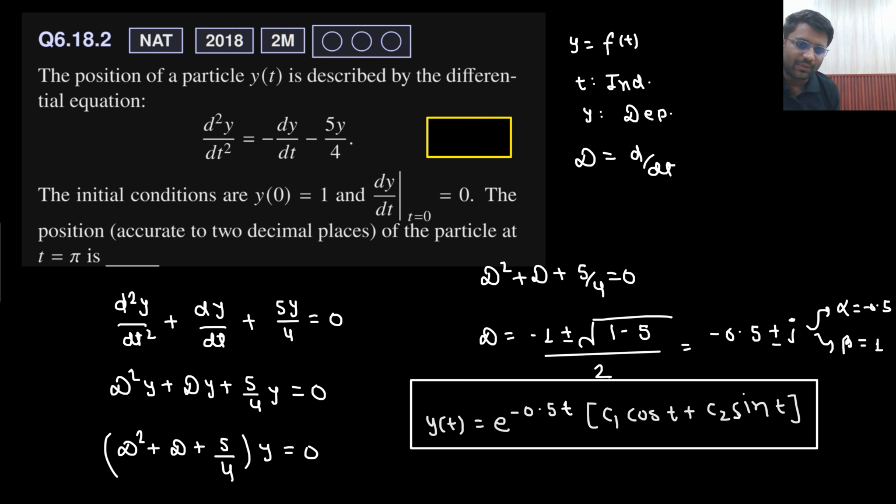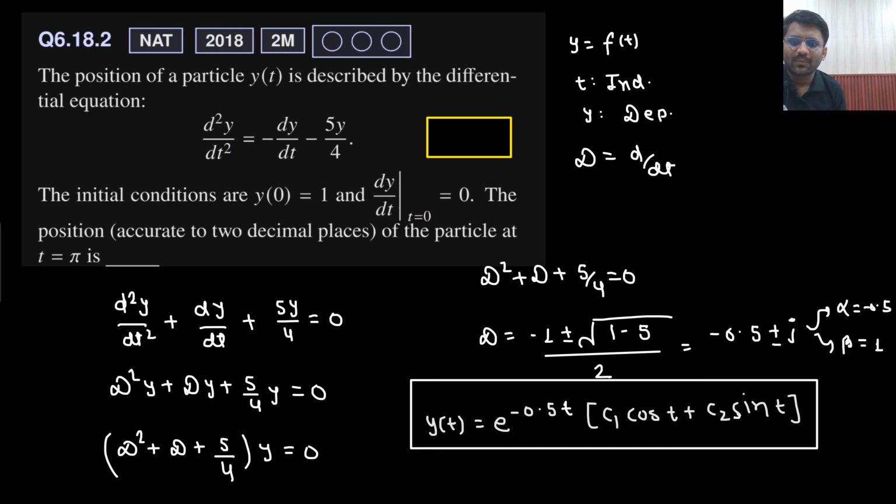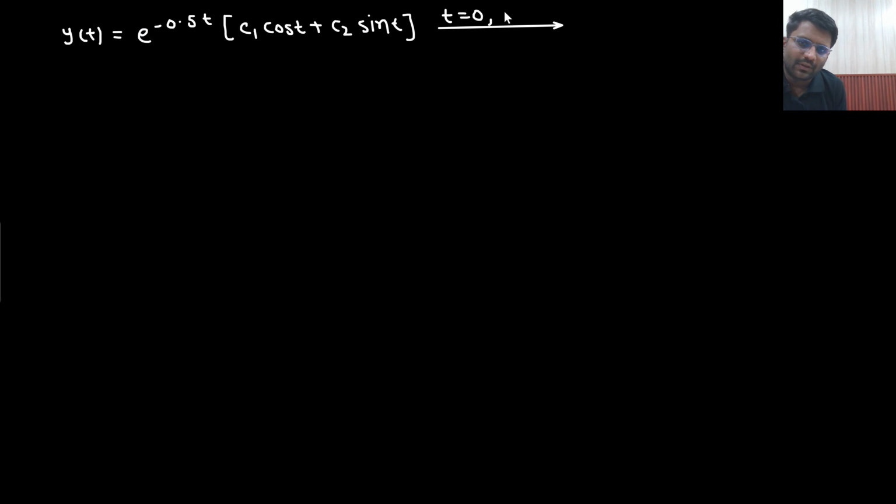So what I will do is write y of t, that is nothing but e to the power minus 0.5 t, c1 cos t plus c2 sin t. Here they are saying, put t equals to 0, the value of y will be 1. If I put t equals to 0 here, sin t will be gone, cos 0 will become 1. So the value of y will be 1. e to the power 0 will be 1, cos 0 will be 1, so the value of c1 will be 1 only. So the value of c1 is coming out to be 1.